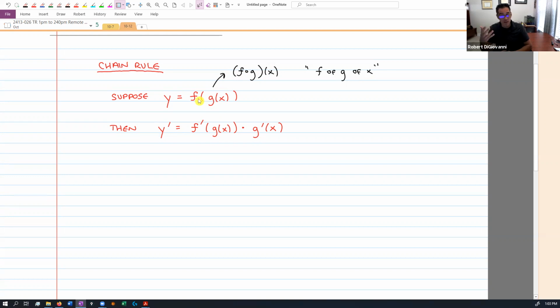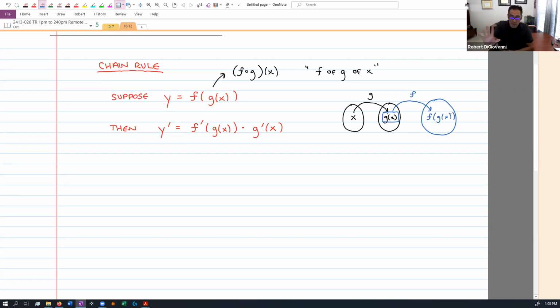So visually what's happening here is we're starting with some value x. That x first is going through some function g, coming out as g of x. And then that entire expression is going through another function f. And it comes out as the value of f at g.